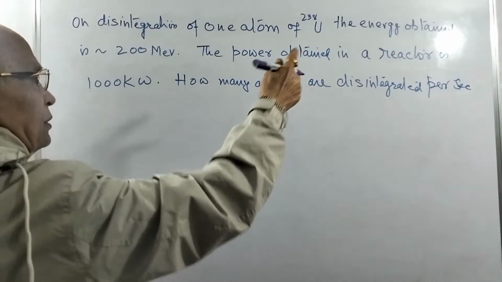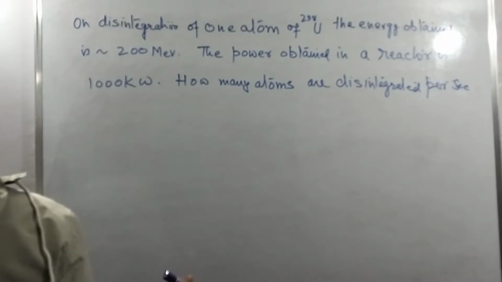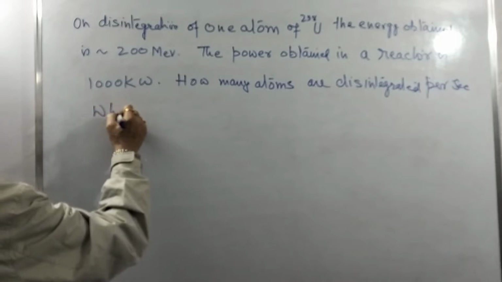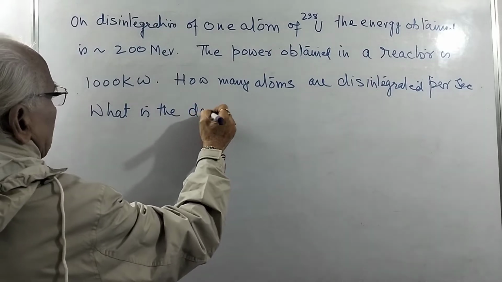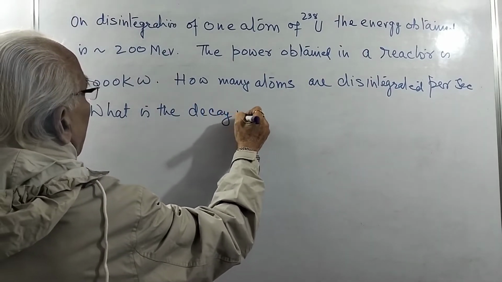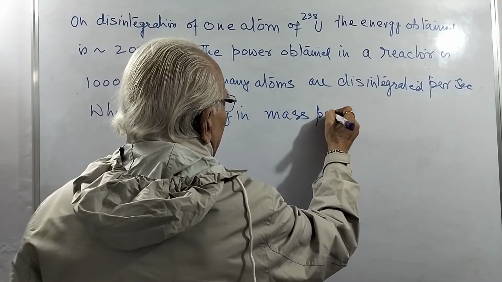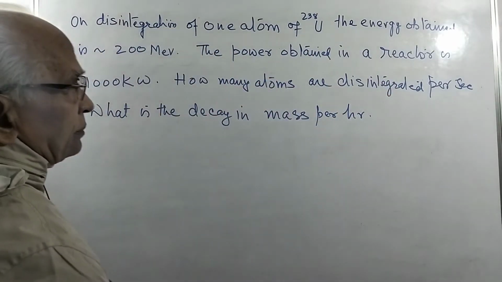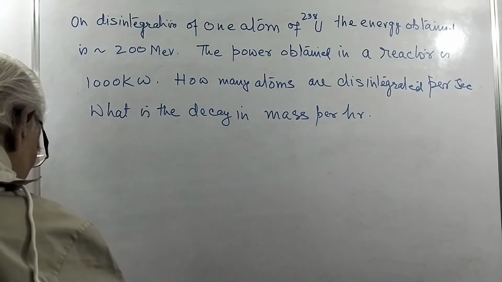Energy released per atom is 200 MeV. And what is the decay in mass per hour? It means in 1 hour, how much mass of the uranium is converted into energy? How much mass? So let us do this problem.